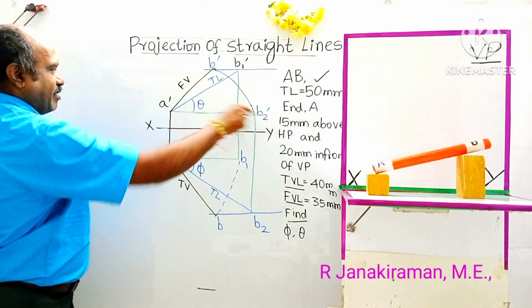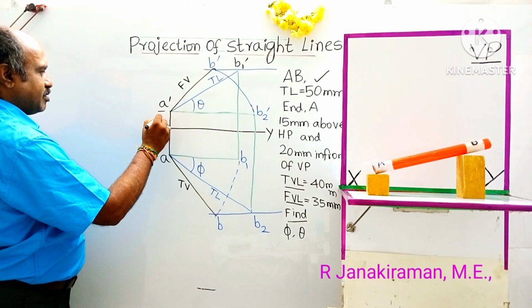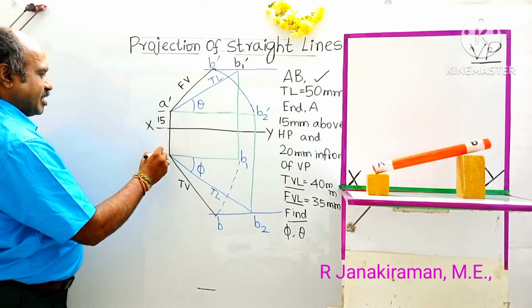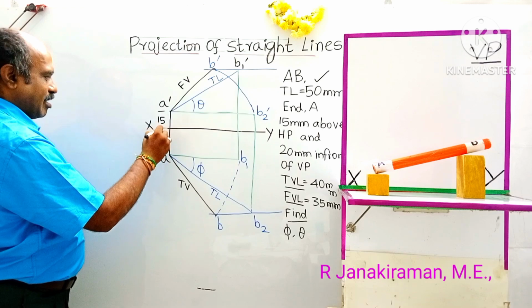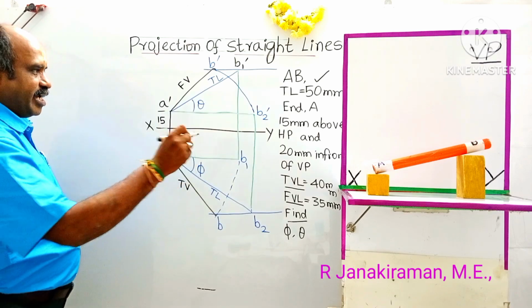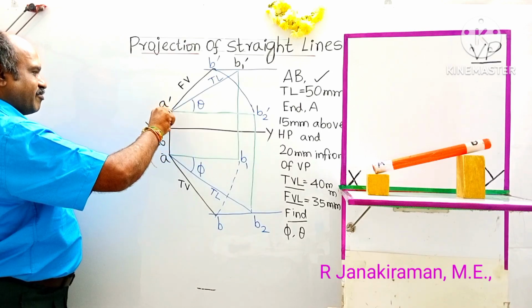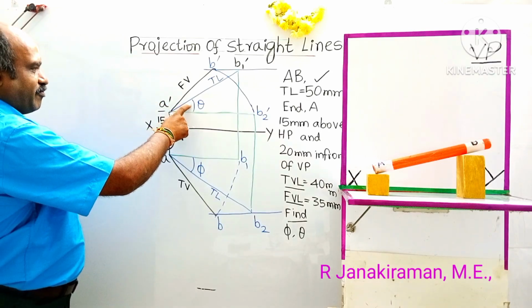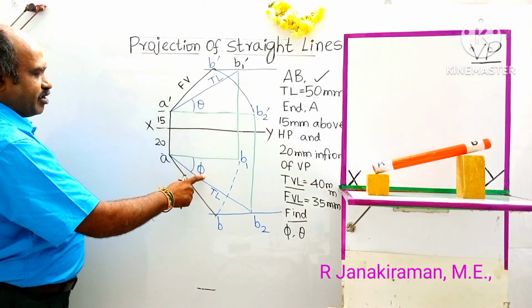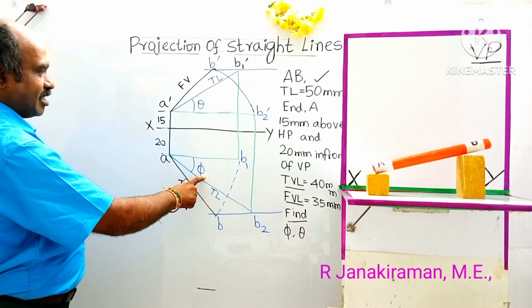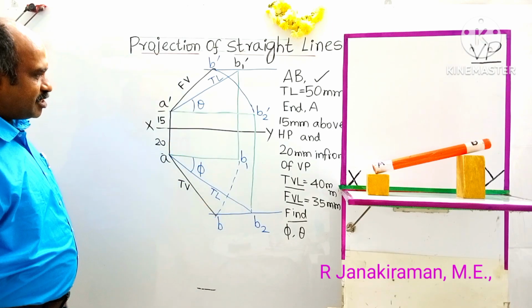Here it is given as 15 mm. So this distance corresponds to 15 mm. This distance in front of VP will come below the XY line. For point A it is given as 20 mm. This distance is 20, this distance is 15. Theta you have to find from the diagram, and phi you have to find from the diagram. This angle of inclination is called the true inclination.